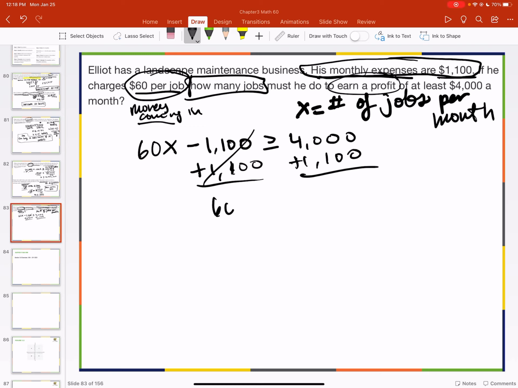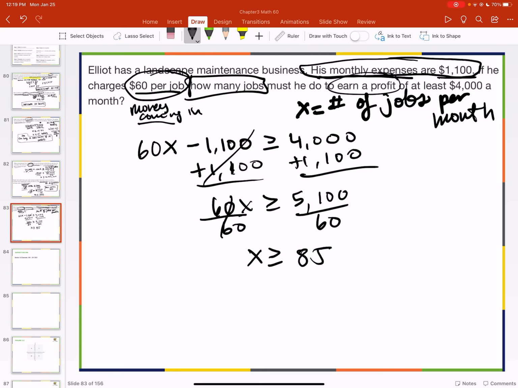And we get 60x greater than or equal to 5,100. Divide by 60 on both sides. Okay. And then what does that become? 85. So he has to work at least 85 jobs. So Elliot must work at least 85 jobs.